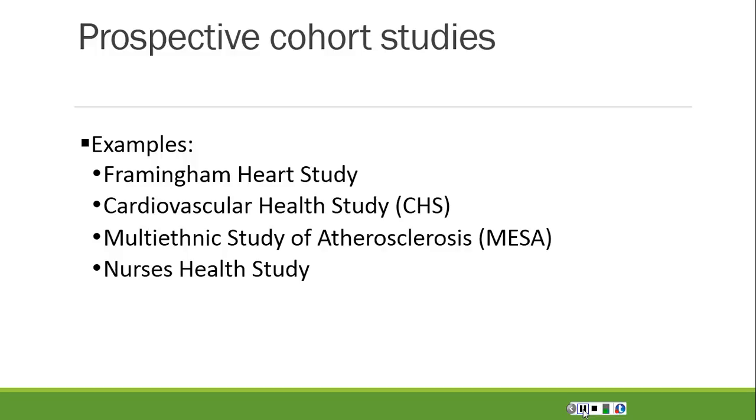There are lots of well-known large prospective cohort studies that have been completed in the United States and around the world. One of the best known is the Framingham Heart Study, which helped identify many of the factors associated with cardiovascular disease. There's also the Cardiovascular Health Study, the Multi-Ethnic Study of Atherosclerosis, and the Nurses' Health Study. If you just do a PubMed search for Nurses' Health Study or go to the Nurses' Health Study website, you'll see hundreds and hundreds of publications with really important data that have come out of the Nurses' Health Study.